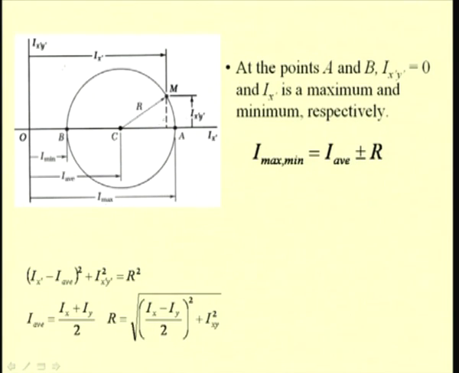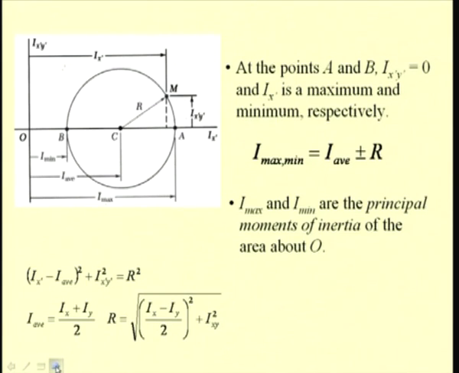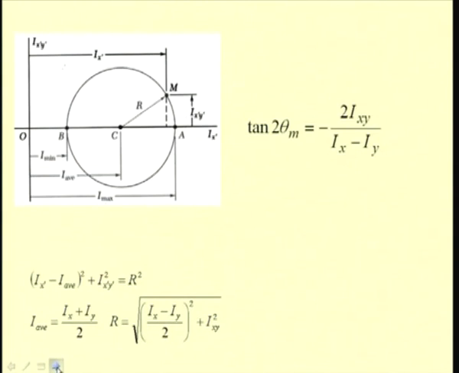And what are these values from this graph or this picture? We get that this maximum value is nothing but I average plus this radius r, and this value b is nothing but I average minus this radius r. So, we have this I max and I min as I average plus or minus r, and we have the expression for I average and r. And these are the principal moments. Now, let us see, for a given axis, let us say this point M corresponds to the second moment of inertia I x prime and product of inertia I x prime y prime. So, this point M corresponds to the set of values, that is the second moment of inertia and product of inertia for a given axis.